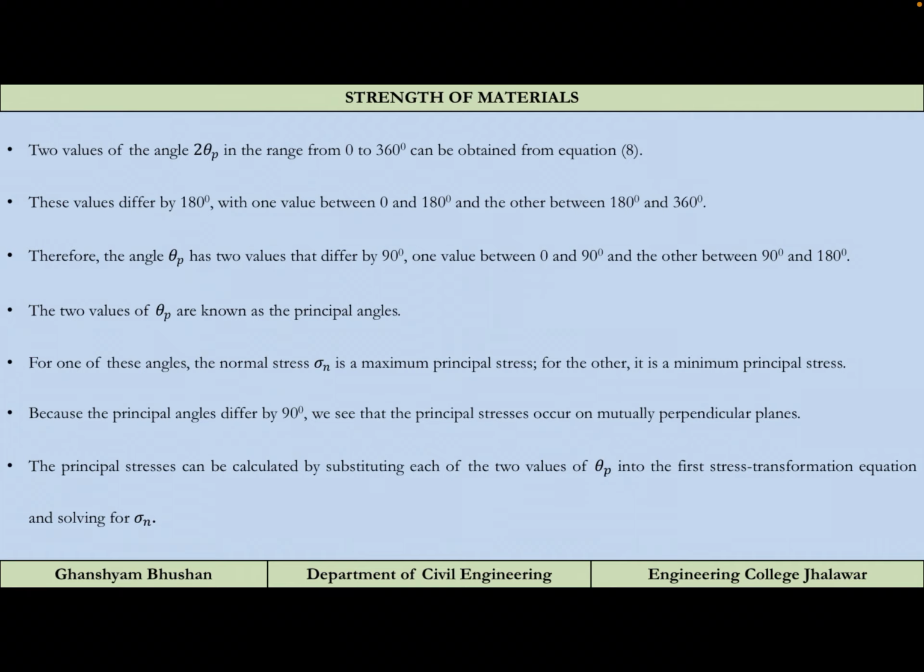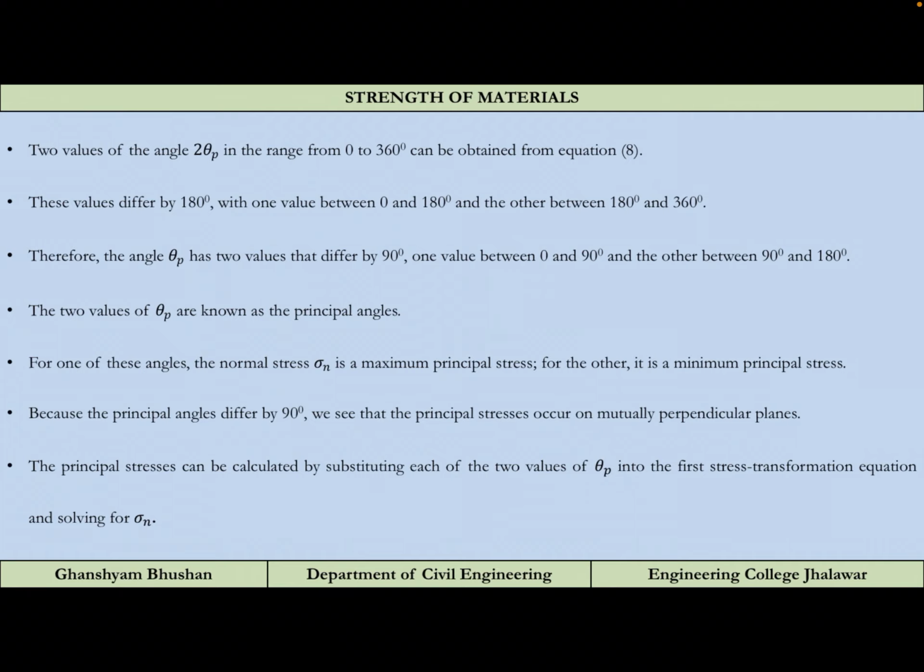The two values of θp are known as the principal angles. For one of these angles the normal stress σx is the maximum principal stress, and for the other it is the minimum principal stress. The maximum principal stress is the major principal stress and the minimum principal stress is the minor principal stress. Because the principal angles differ by 90 degrees, the principal stresses occur on mutually perpendicular planes. This is a quite nice observation: the two principal planes are perpendicular to each other.